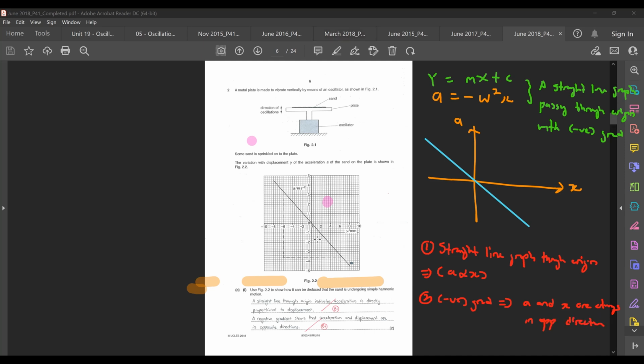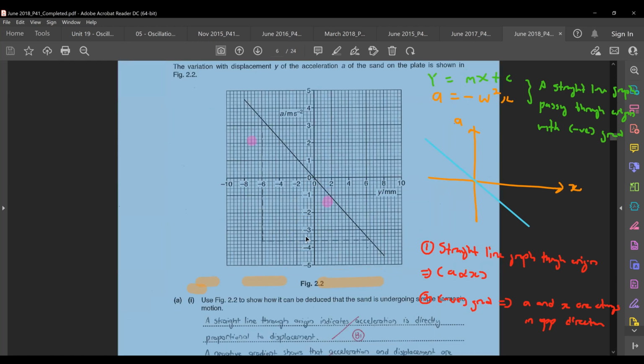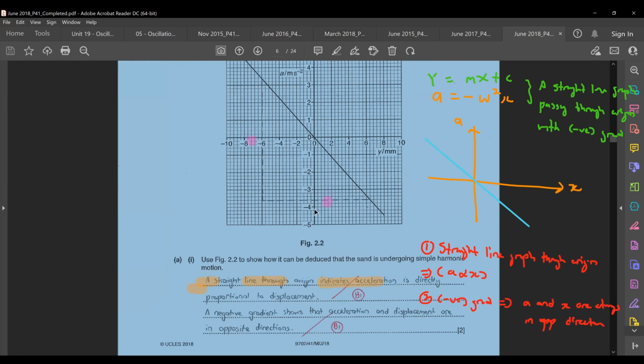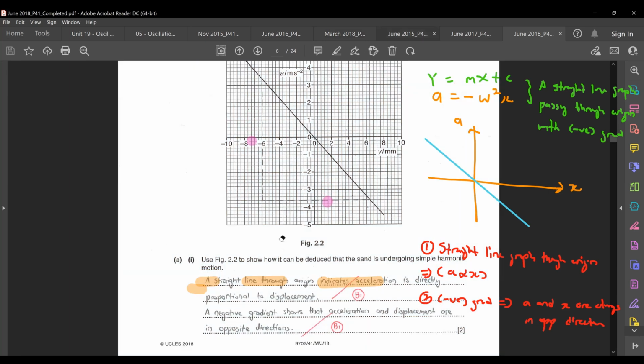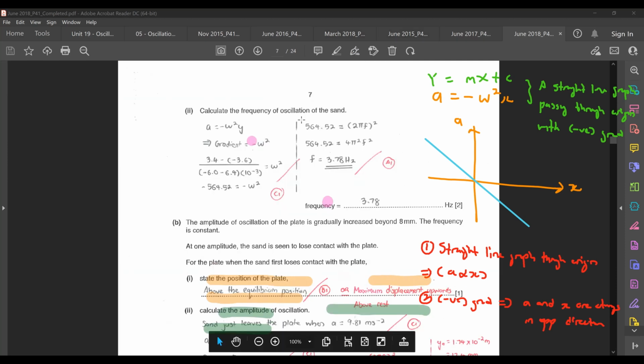So you're trying to do the same deduction here for your given graph to show that it's actually simple harmonic motion. So here you are basically following the same points. A straight line through origin indicates acceleration is directly proportional to displacement. And then a negative gradient indicates acceleration and displacement are in opposite directions. Then calculate the frequency of oscillation of the sand.